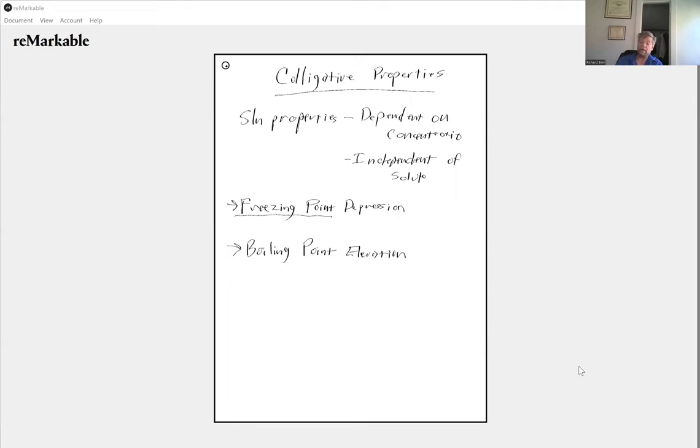And again, boiling point always increases. If you make a solution, it will always increase. And I want to point this out to you. This is kind of an interesting caveat. Maybe this is a gift from God, I don't know. It's a really interesting kind of thing. But consider this.